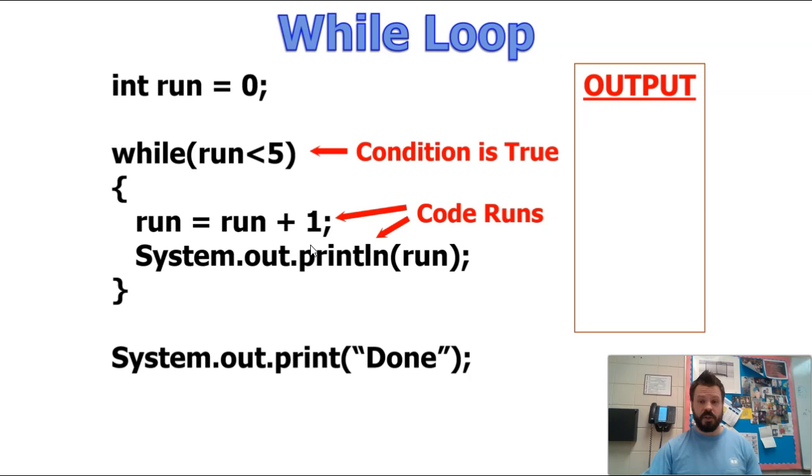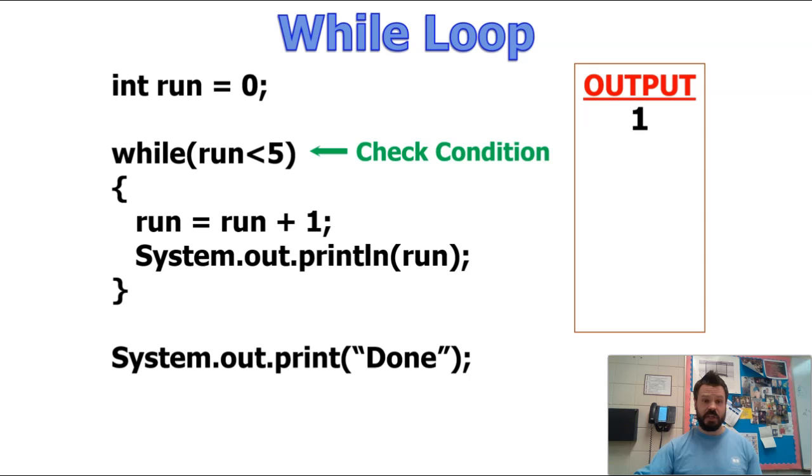Run gets run plus 1, so we're counting up on run, and then we're going to print run, so we get a 1 there. We could say we've just been through one iteration of the loop. We've gone through the loop one time. And then again, with the while loop, we'll go back to checking the condition. Right now we're basically printing what run is. So run's 1 right now.